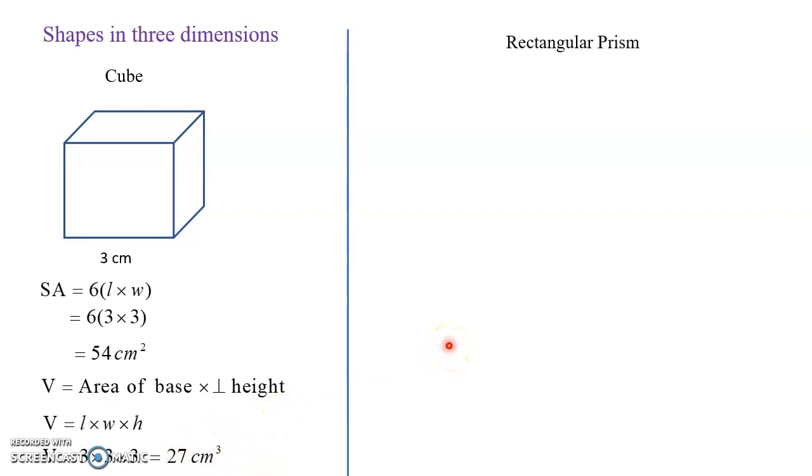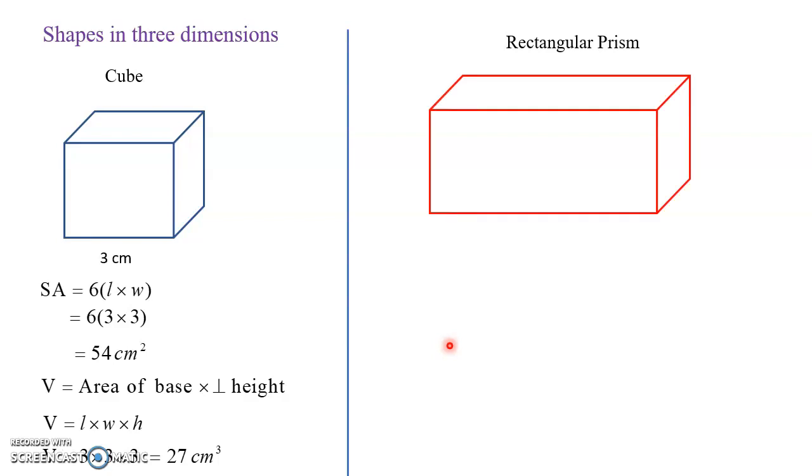Let's go to a rectangular prism. Now, a prism is called a prism because the one side, or the base, and the top are the same shape. If this is the base at the bottom, this is the top, it is the same shape. This is a prism. In this prism, I have a length of 10 centimeters, a width of 3 centimeters, and a height of 4 centimeters. First question, determine the surface area.